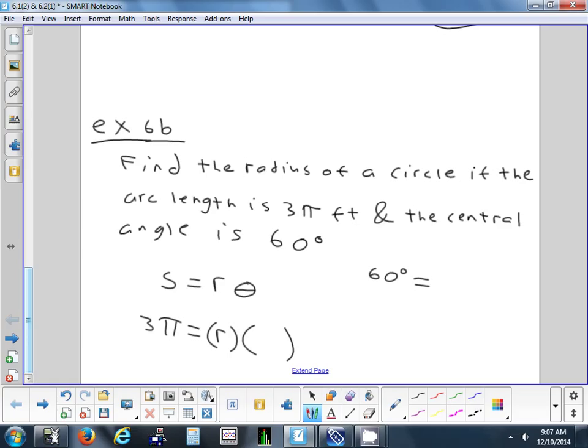Does anybody know what that is in radians? If you get stuck, think of pi as 180, and then think about what you'd have to divide 180 by to make it 60. Yep, it's pi over 3. If you're not sure how you get that, multiply by pi, divide by 180, and then 60 goes into 180 3 times.